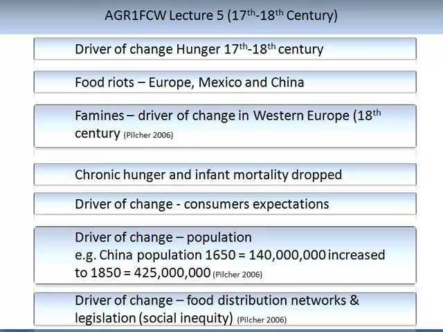Populations were also a driver of agricultural change during this period. Food distribution networks were observed as a driver of change. If the poor had no legal entitlement to grain, then hunger resulted. This led to social unrest and social inequity. So as you can see from this snapshot, there was a real mix of drivers during this period.